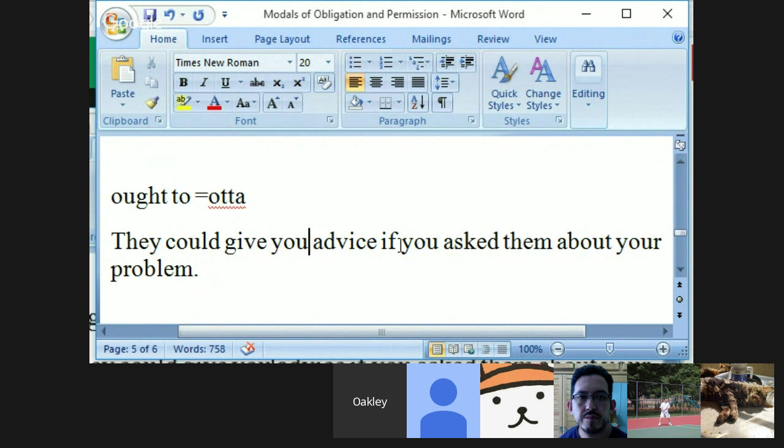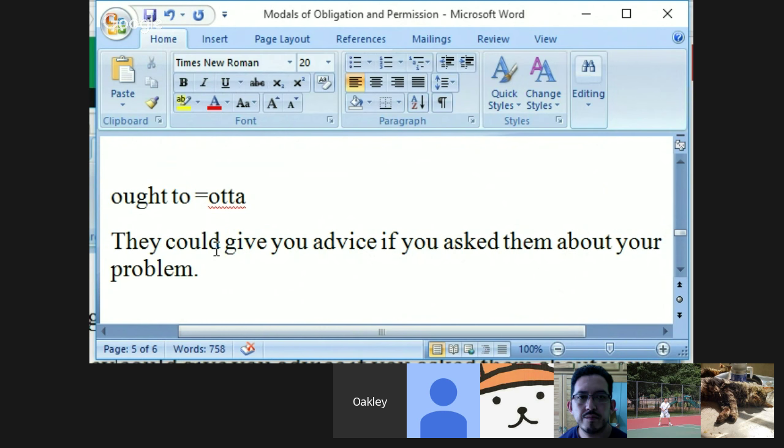They could give you advice if you ask them about your problem. Okay, well, this is a slightly different variant than we have looked at. It's basically in the conditional form, second conditional, but you're using could instead of would.